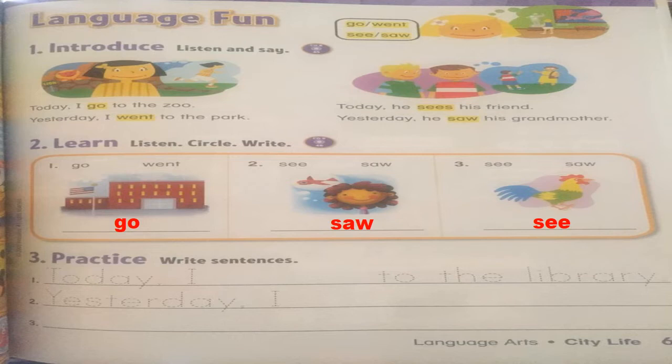Now the last exercise in the page is a practice. Write a sentence. We must fill in the gap to complete the sentence. Today I to the library. We must use go or went, see or saw. Today I go to the library. What do you think? I have said it before. Excellent. It's I go. Today I go to the library.